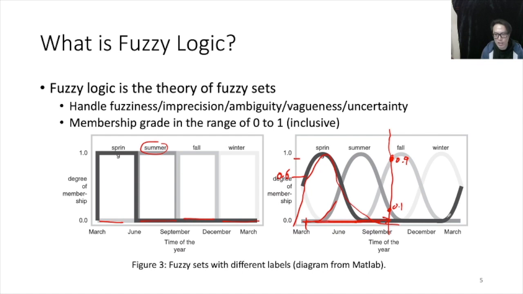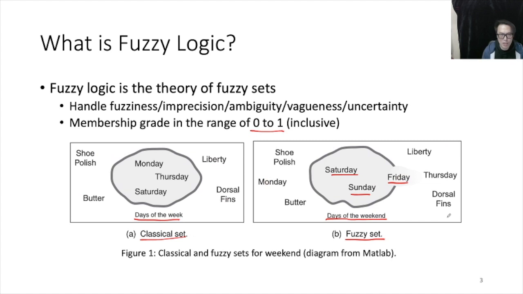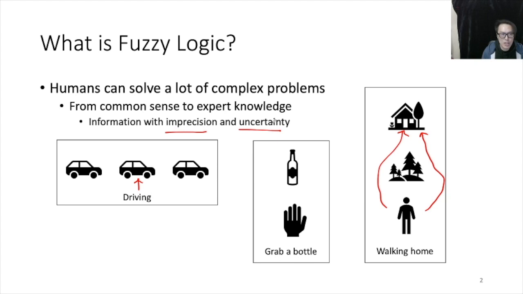So we can use the membership function to define some terms, and then use this membership function to do the reasoning. And the most important thing is that we can use this membership function to represent imprecise, uncertain information, so that we can come up with a rule base to represent common sense as well as expert knowledge, so that we can achieve all these tasks. Okay.